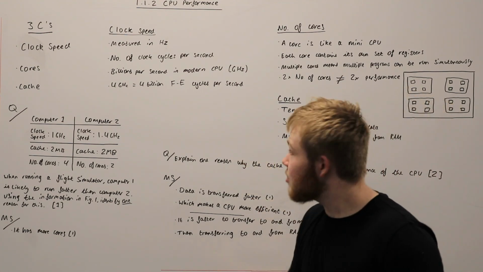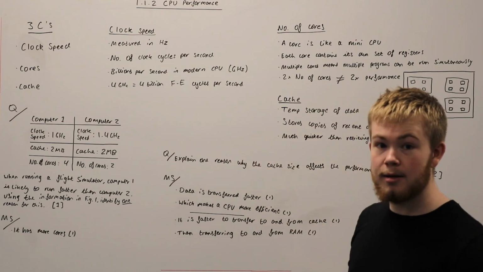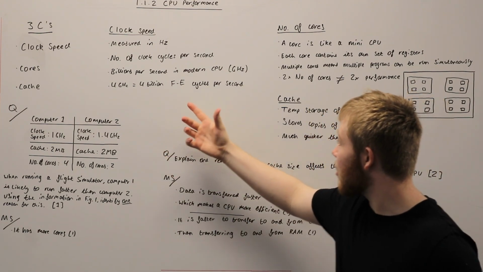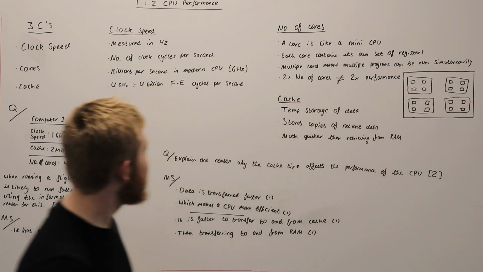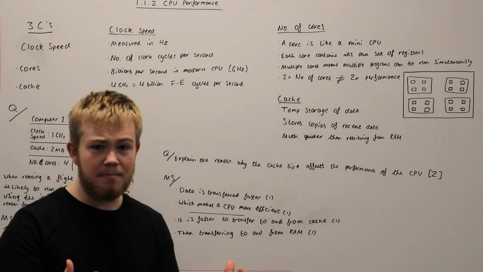In modern CPUs, it happens billions of times per second, and that's measured in gigahertz, because giga is like billion. So 4 gigahertz is 4 billion fetch execute cycles per second. Right. Second thing, number of cores. A core is like a mini CPU.